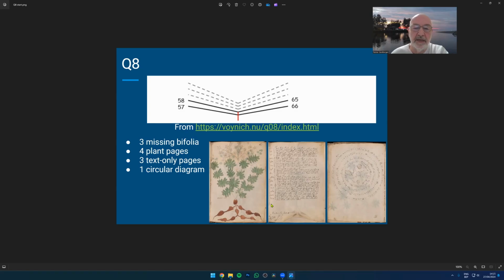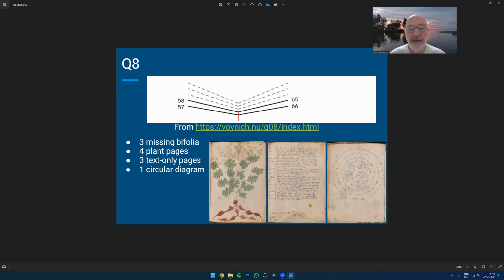But here, even the 3 text-only pages are not just text-only. The one you're seeing here in the middle has lists of words and characters in the margin, and the 2 other ones have stars in the margin. Yeah, they look like the last Quire, but they're still different. Now, the interesting thing is very unusual.